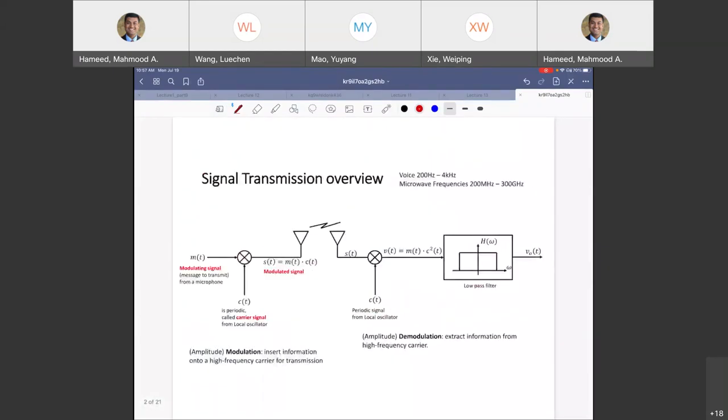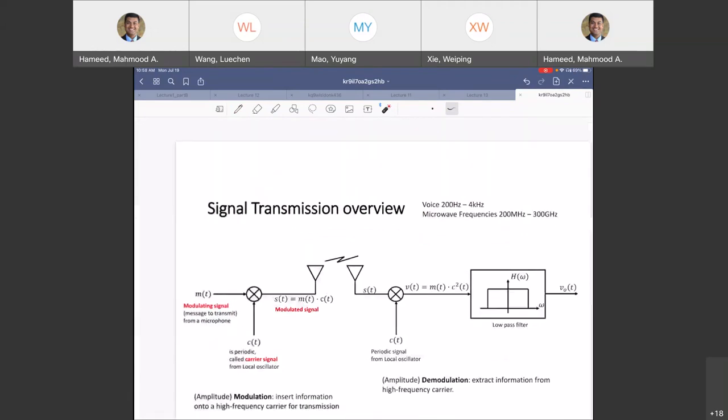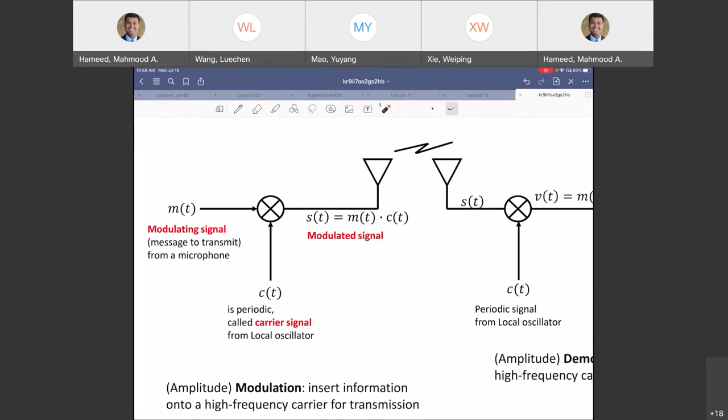Okay, let's move on. Signal transmission, and we are looking at it as a bare bones system right now. You have very few elements between what you're transmitting and what you're receiving at the end. This is for microwave frequencies, in the range 200 meg to 300 gig. That's the frequency of the carrier that we are choosing as the RF carrier. And what are you modulating it with? You're modulating it with your voice signal, which goes from 200 hertz to 4 kilohertz. Even though you can hear up to 20 kilohertz, when you speak, 4 kilohertz captures almost all of human voice that is spoken.